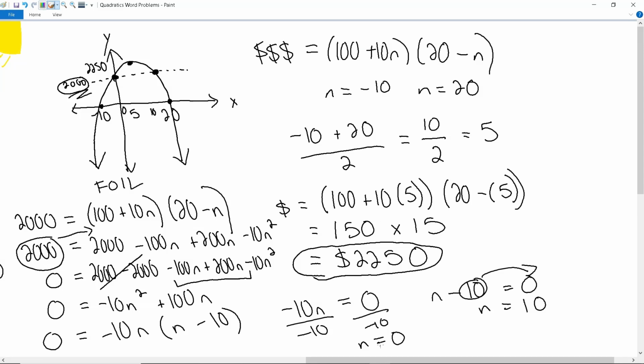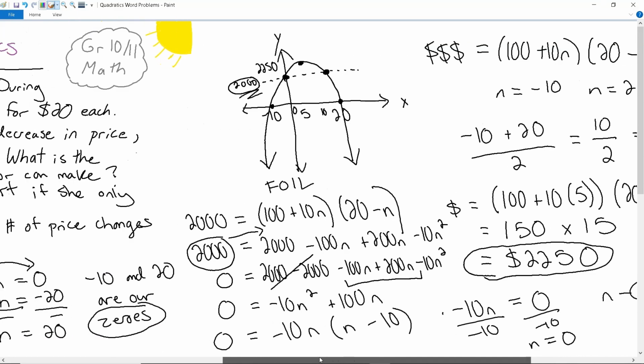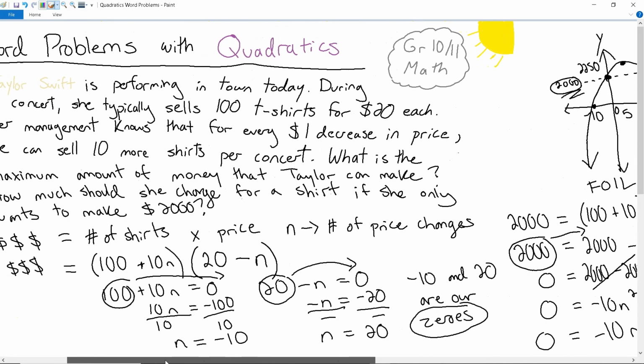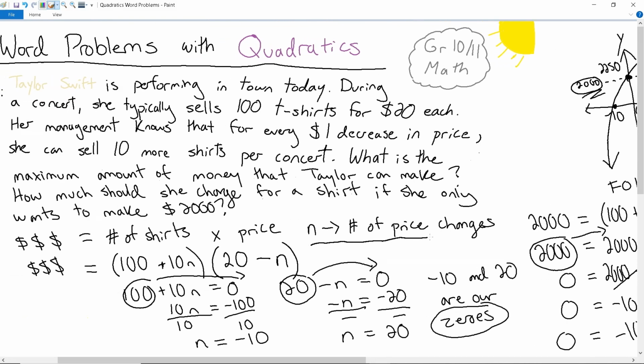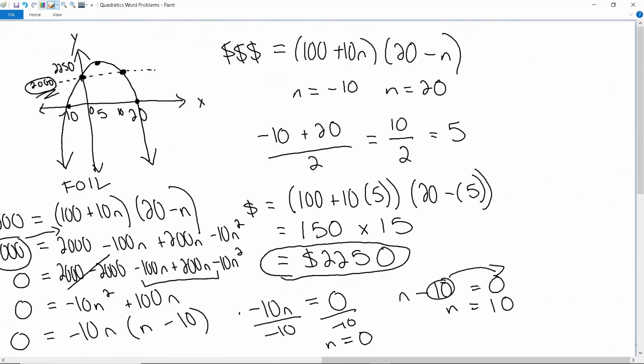And what's interesting about n equaling 0 is that means that Taylor Swift doesn't even have to change the price of her shirts, because n represents the number of price changes. So if we don't do anything, she would make $2,000 selling her t-shirts for $20 a piece. However, if she wanted to be a little bit nicer, she could actually charge less and make the same amount, right? Let's look at that over here.